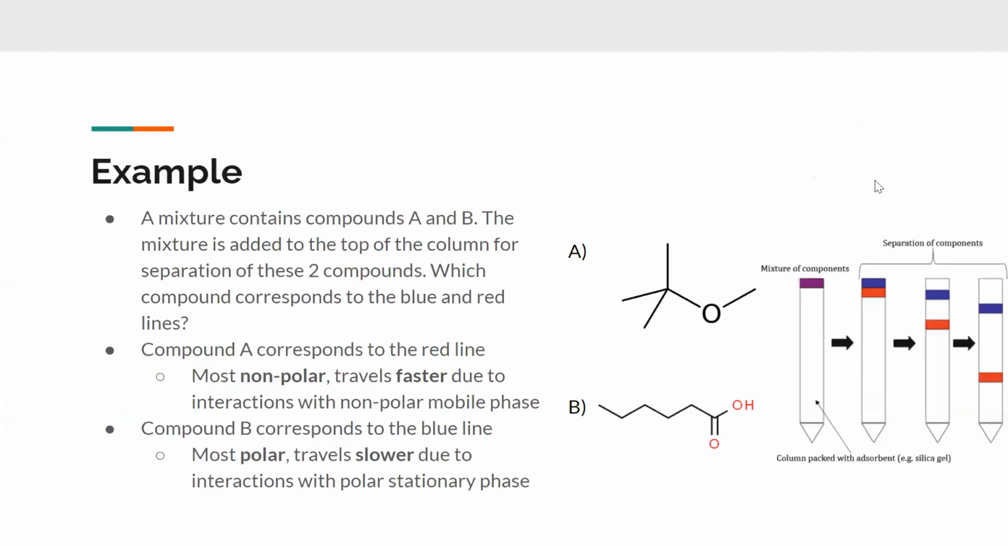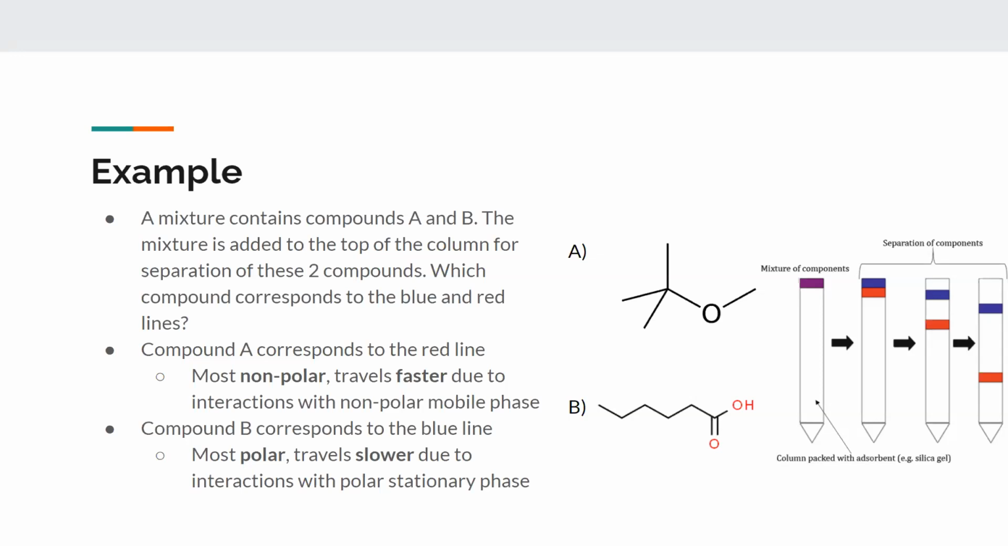This is an example that pretty much sums up what we've been talking about. You have this mixture that contains compounds A and B. This mixture is then added to the top of the column so that the compounds can be separated. You are left with two lines, one red and one blue. I'll show you my thought process when I'm deciding which compound belongs to which layer. Again, using the mnemonic, polar is slower, I know that the blue line will correspond to the polar compound because it traveled slower. So that would be compound B because it contains a carboxylic acid functional group. Therefore, the red line would be compound A because it is nonpolar.